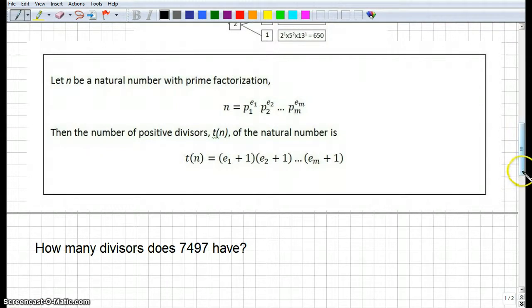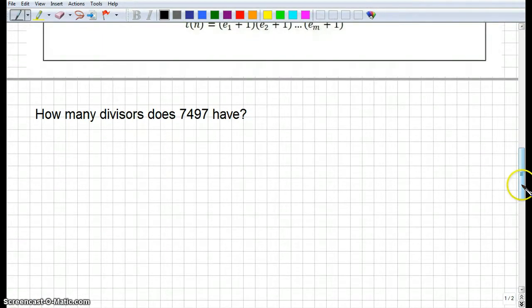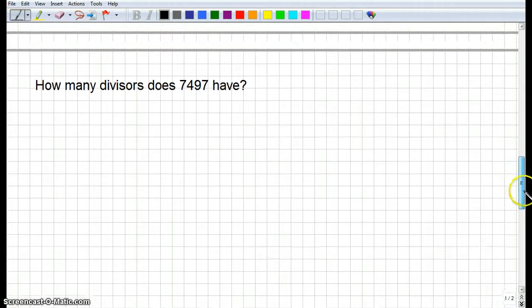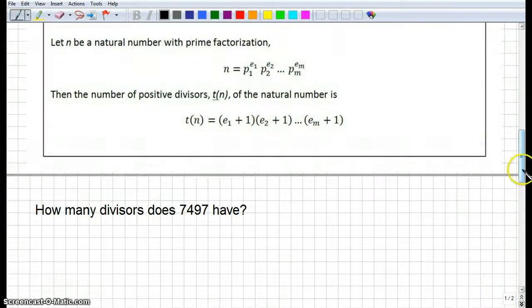Alright, let's look at this one. This is a lot harder. We want to find all the divisors of, we can leave this up here for reference, 7,497. Okay. Well, the hardest part of this one is just finding the prime factors. So I know it's not divisible by 2 because it's not even. Let's check 3. I have 11 and 16, which gives us 27. That's the digit sum. And 27 is divisible by 3, but it's also divisible by 9.